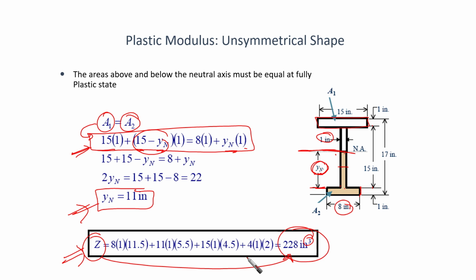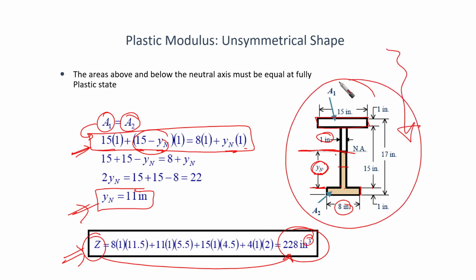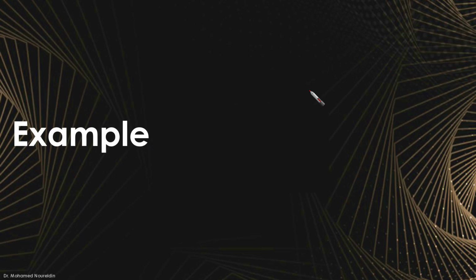So this is how we go in the case of an unsymmetrical shape. Is it clear? I hope that everything is clear for you, and I think that it's easy up till now. Let's have an example, and then we're going to wrap up our video for today.